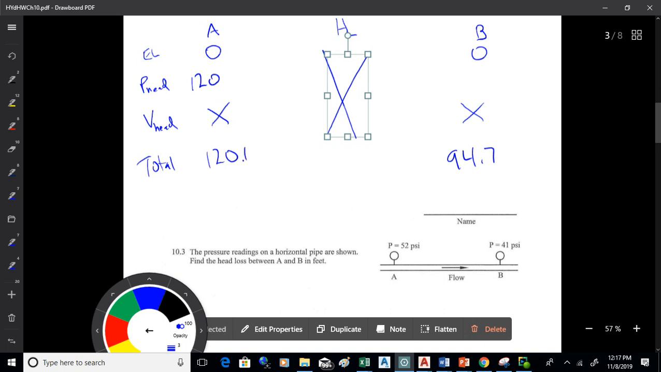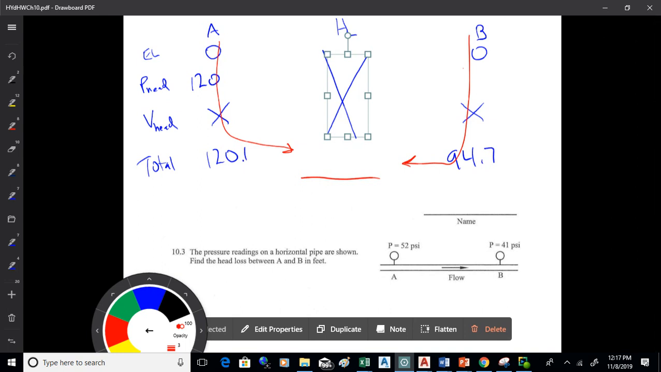All right. So the way you're working this problem is you're working your way into the middle, because if you know what the head is at A, and then you know what it is at B, you know the difference is the head loss. Okay. And so that's going to come out to be 25.4. Okay. So that's the idea behind that one.